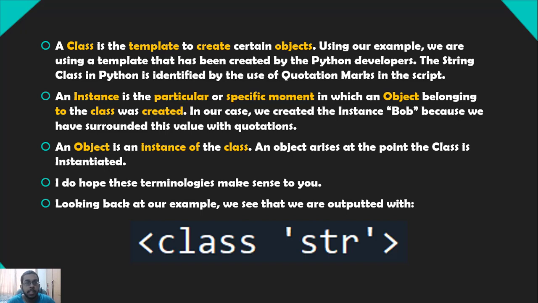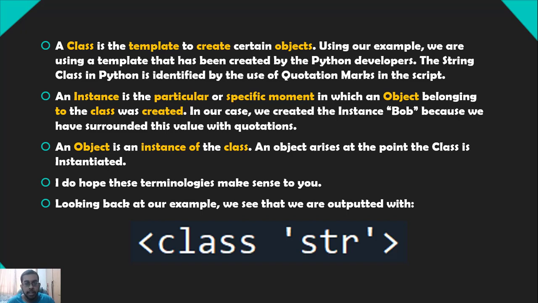An instance is the particular or specific moment in which an object belonging to the class was created. In our case, we created the instance Bob because we have surrounded this value with quotations. An object is an instance of the class. An object arises at the point the class is instantiated. I do hope these terminologies make sense to you.